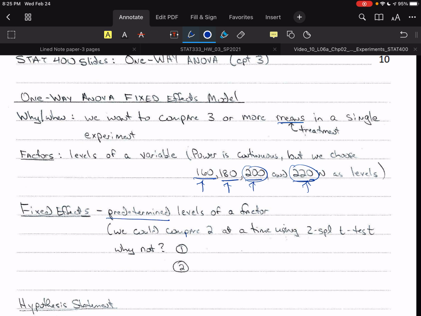One, the very first thing is it inflates the type 1 error, alpha. It makes it bigger than what we want. It makes the actual type 1 error bigger than alpha. So that's inflating it, making it bigger, blowing it up, so to speak. Okay? The second thing is that it's not efficient. Having to do 2 at a time is really not efficient. So 4 choose 2. So let's see, 1, 2, 3, 4, 5, 6.